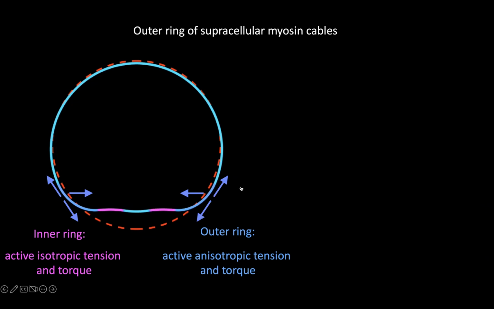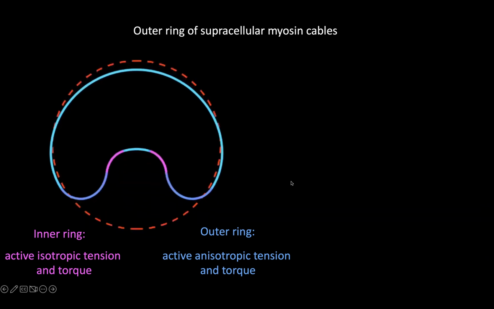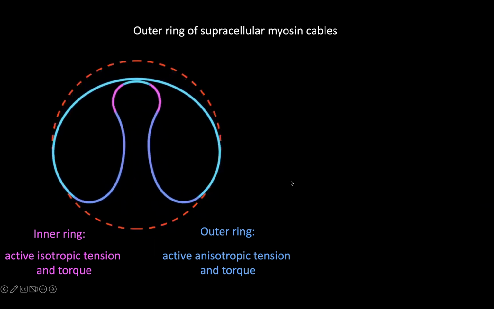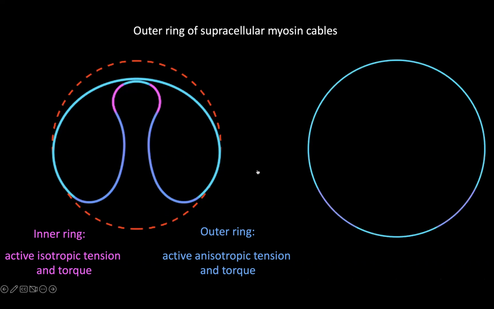And when we simulate that, what we see is that we reproduce the invagination, and you can have a tube growing up to the animal pole. So that is a good clue for this phenomenon to be the driving one. And now we ask ourselves what is the importance of this isotropic tension and torque ring? What if it wasn't there?